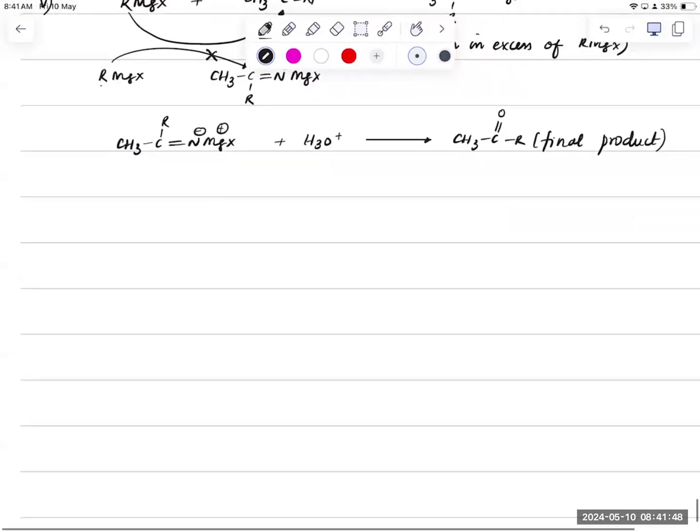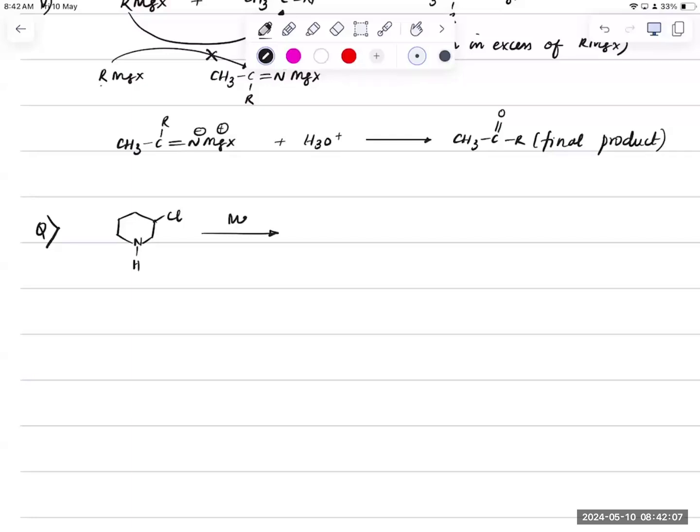Now, if you notice a few examples, let me take one question here. If you have different compounds, then how do we respond? So first, if the question is given like this, I have an amine here and there is a chlorine here, correct? This is how it is. And then I'm treating that with magnesium and ether, correct? So if you have N here, H here with minus MgCl plus.